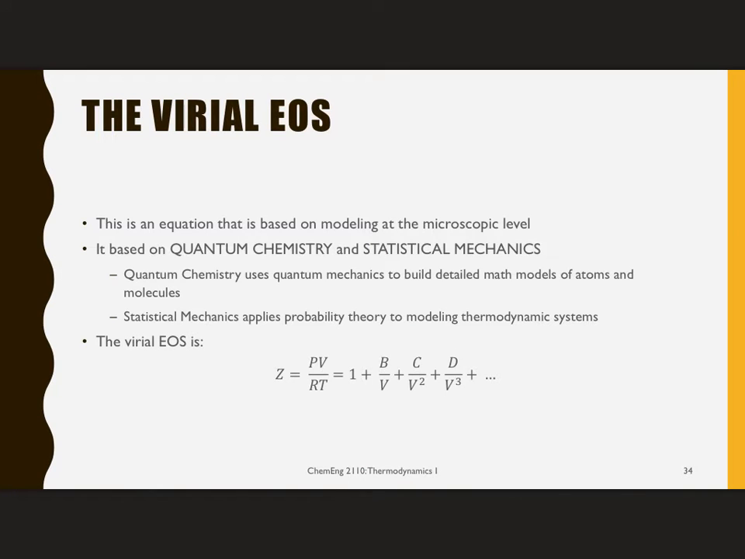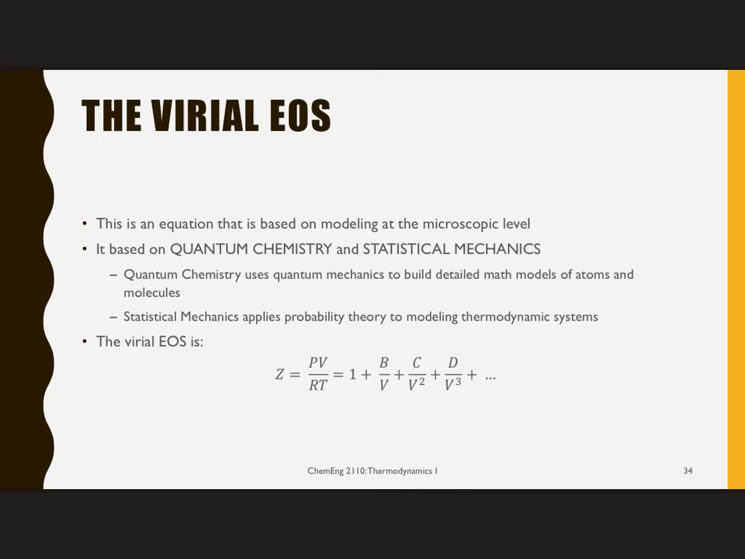So the virial equation is an equation that is based on modeling chemicals at the microscopic level, looking at how the molecules move around in a mixture with others. It is based on quantum chemistry and statistical mechanics. Quantum chemistry uses quantum mechanics to build very detailed mathematical models of the atoms and molecules, and statistical mechanics is going to apply probability theory to the modeling of our thermodynamic systems.